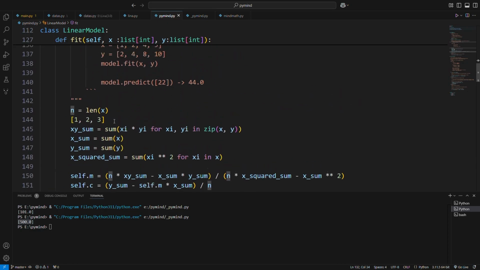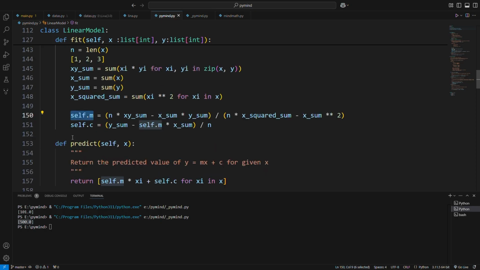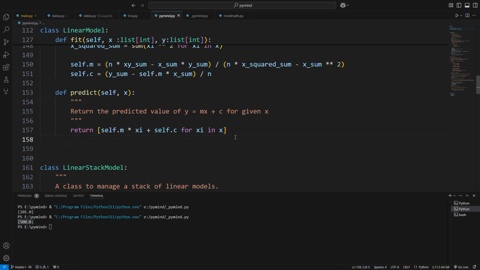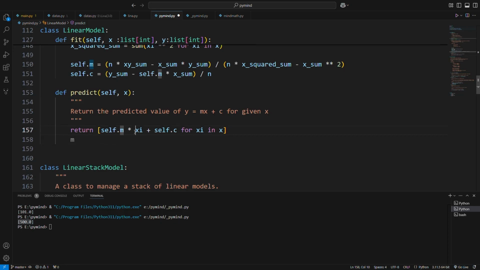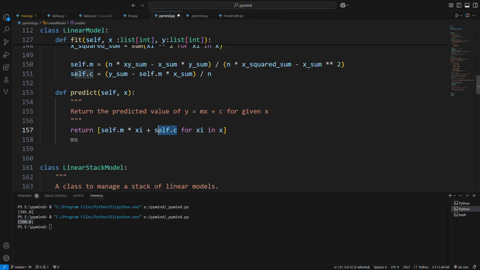Next, for predicting, we have the self.m. Self.m is a slope. This will be stored in the form of a float, and then c will also be stored in the form of a float. Now you can see how it is working here. It is self.m into xi, that is our x, plus self.c, for xi in x. So it is doing it for every xi.